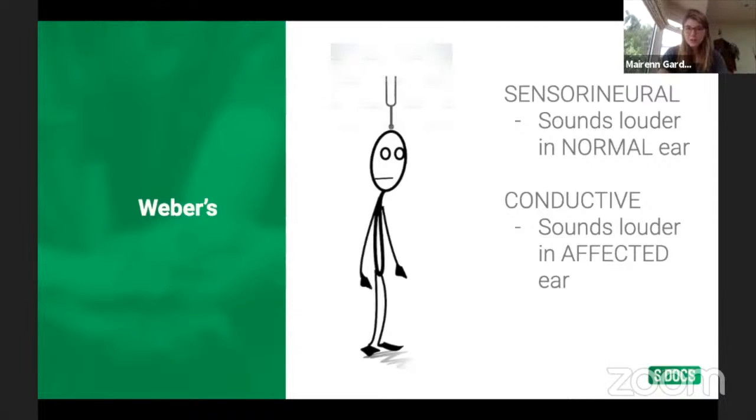If it's sensory neural hearing loss, so a problem with the inner ear, so the nerve or the cochlea, the sound will appear louder in the normal ear. Whereas if it's conductive, so a problem with the outer or middle ear, the sound will be louder in the affected ear. Although you do Weber's first, the problem is that you don't know whether you have sensory neural or conductive hearing loss yet. So you then need to move on to do Rinne's.